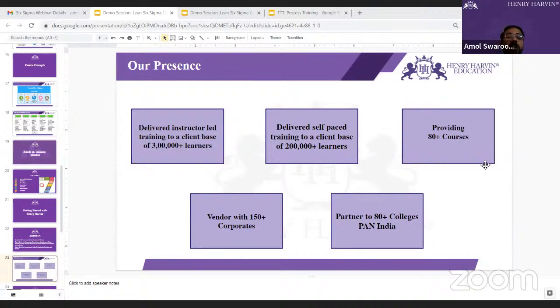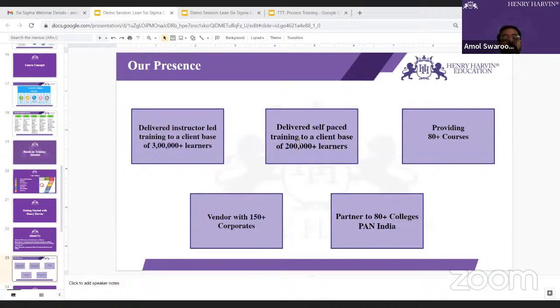See, not everyone takes a certificate from a standard body, because the certificate provided by Henry Harvin is already IASSC accredited. It's already IASSC certified, right? So not to go anywhere else. Just the certificate will be sufficient for you to show and prove that you have sufficient skills of Six Sigma. That's it. Okay. So we deliver instructor-led training to a client base of 300,000 learners, in fact more than that, right?